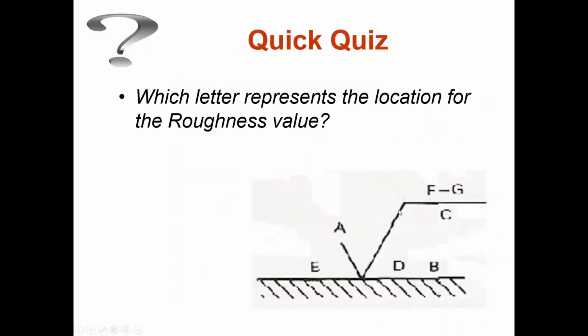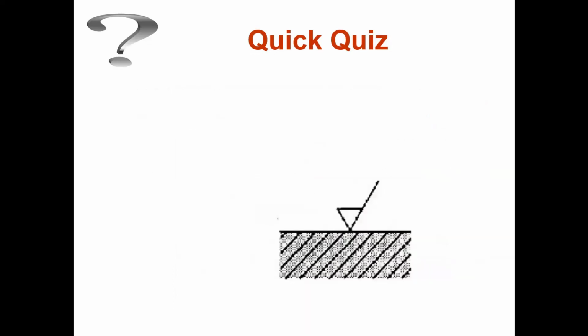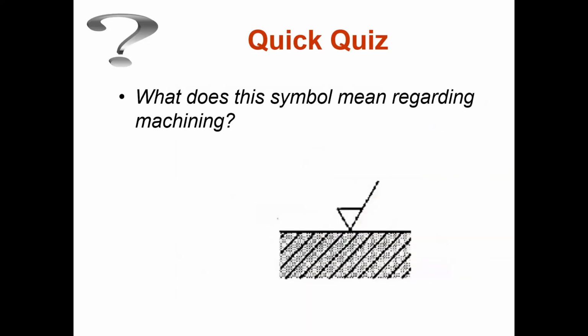So which one is the roughness height value? A. All right, good. What does this one mean? Gotta take material off, right? Obligatory. That's a hard word for me to say. Obligatory.